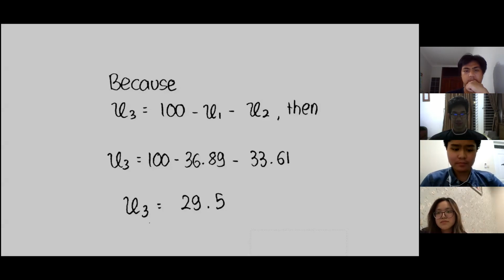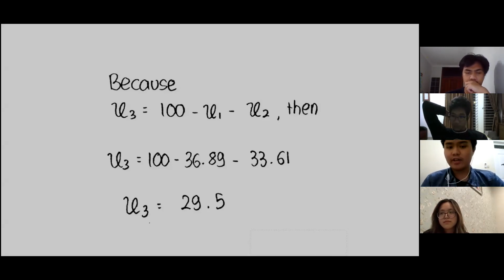As we have learned from the earlier part of the problem, x1 plus x2 plus x3 is 100. This means that x3 is 100 minus x1 minus x2. And because we have already found the values of x1 and x2, all we have to do to find x3 is 100 minus 36.89, which is the value of x1, minus 33.61, which is the value of x2. And that results in the value of x3, which is 29.5.